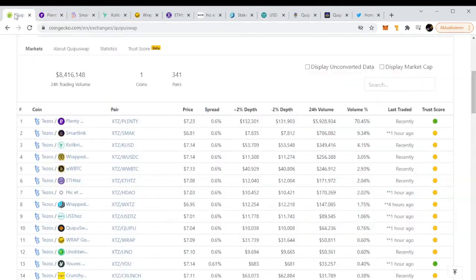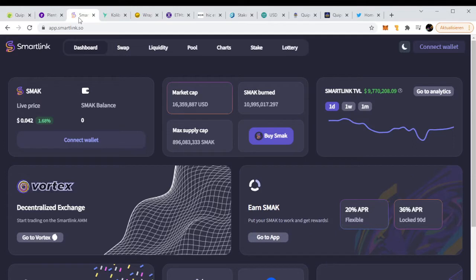So now we can move on to the second one on the list, which is Smartlink or smak. Smartlink is a very interesting platform as well. So it came out a lot later than Plenty. It's relatively fresh as far as I'm aware. It's been in the works for a long time, don't get me wrong, but I think the exchange part of it is very fresh.